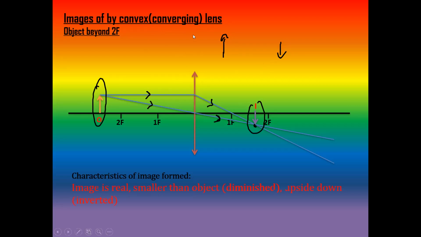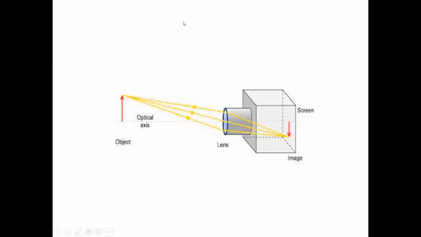Because it is formed by the actual intersection of the light rays after refraction. That's why it is real. And it is diminished, or small in size, and it is inverted, or we can say upside down. And this type of image is formed in the camera. If you have a camera, this is how the image is actually formed in the camera.